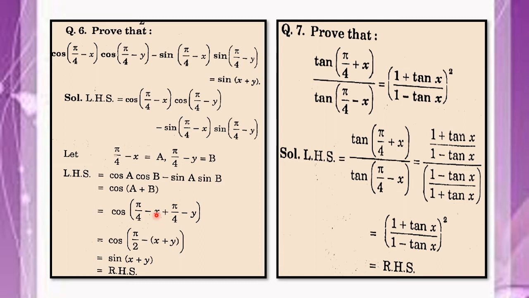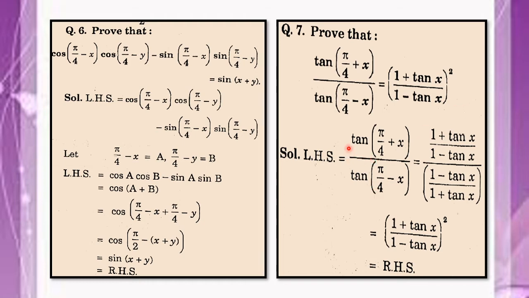Cos(A plus B), what is the value of A? Pi by 4 minus x. What is the value of B? Pi by 4 minus y. Now pi by 4 plus pi by 4 is pi by 2, minus common, x plus y. Now cos(pi by 2 minus theta). Remember complementary angles, 90 minus theta, that is sin theta, which is equal to the right hand side, and this is the only answer. Seventh question, tan(pi by 4 plus x) upon tan(pi by 4 minus x) is equal to this thing. That's what we have to prove.